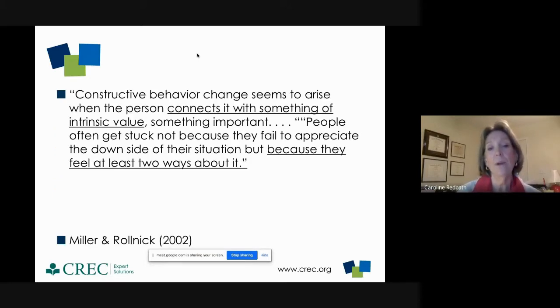Miller and Rollnick, who devised motivational interviewing, say that constructive behavior change comes when we connect it with something of intrinsic value. So in the case I gave you, it was not with looking thinner, it was with the health of relatives who had died early or who had lost legs or had strokes. That became important. People often get stuck not because they fail to appreciate the downside of their situation, but because they feel two ways about it.